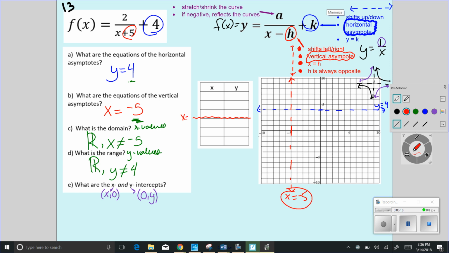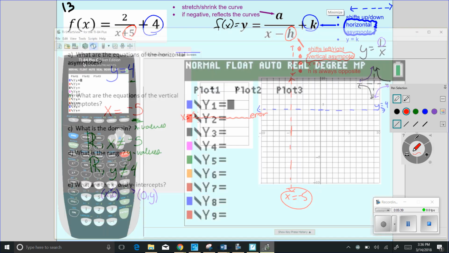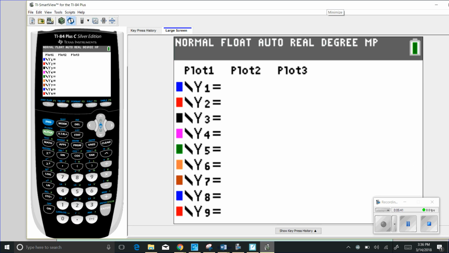So I'm going to start my table here in the middle at x equals -5. When we look in our calculators, we're going to see an error there, and that's because the function doesn't exist at x equals -5. So from there, we're going to pick 3 nice points above -5 in the table and the first 3 nice points below -5 in the table. So let's go take a look at our calculators.